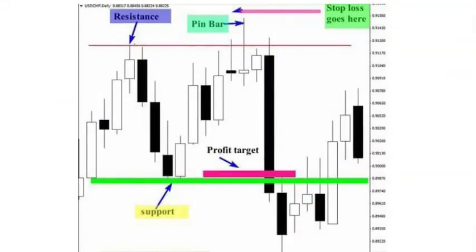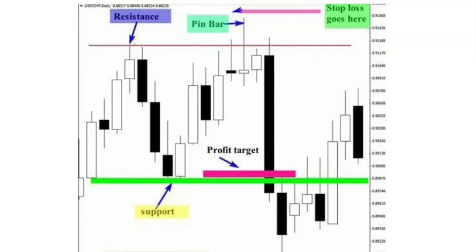Setting the take profit of a pin bar trade can be a little hard to explain, but I'm going to try and make it as straightforward as possible. The first is to identify the support and resistance levels on the chart, then put in your take profit at the nearest major level. So how do we plan for a potential loss on a pin bar setup?